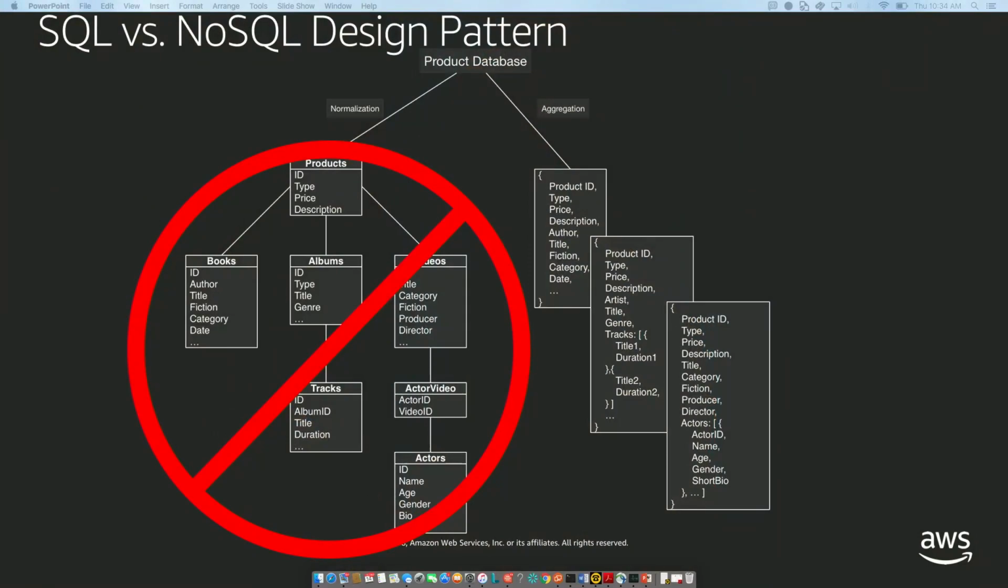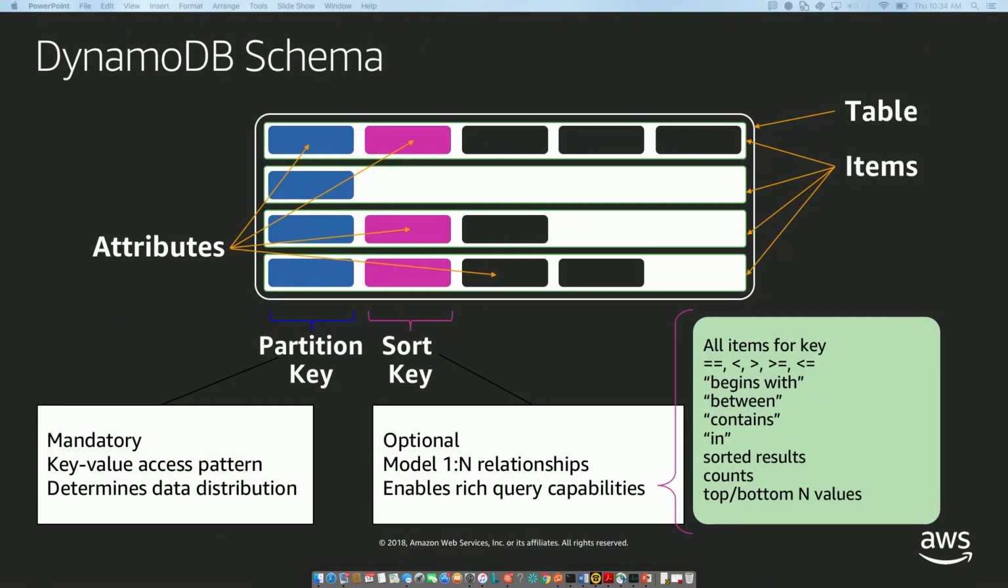So that, let me see if I missed something. So we spoke about the difference between NoSQL and relational databases. I briefly mentioned local indexes and global indexes. Let me spend a couple of minutes on that.